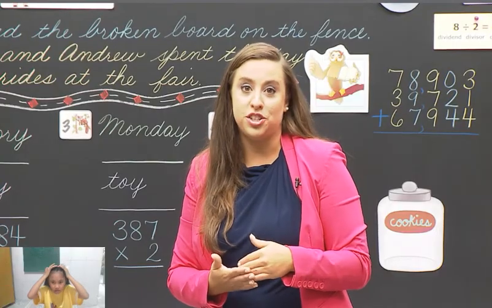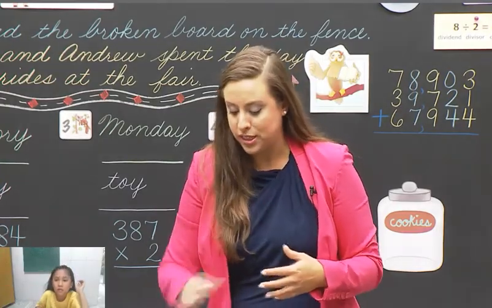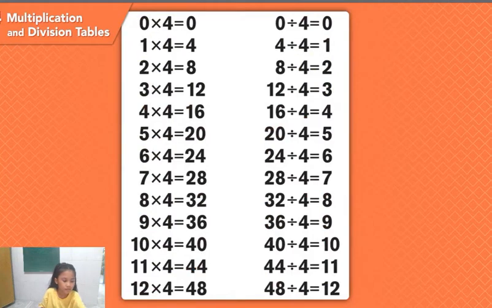Fantastic teamwork. Boys, you're going to start this time, and girls, you're going to give the answer. 0 times 4 equals 0. 1 times 4 equals 4. 2 times 4 equals 8. 3 times 4 equals 12. 4 times 4 equals 16. 5 times 4 equals 20.